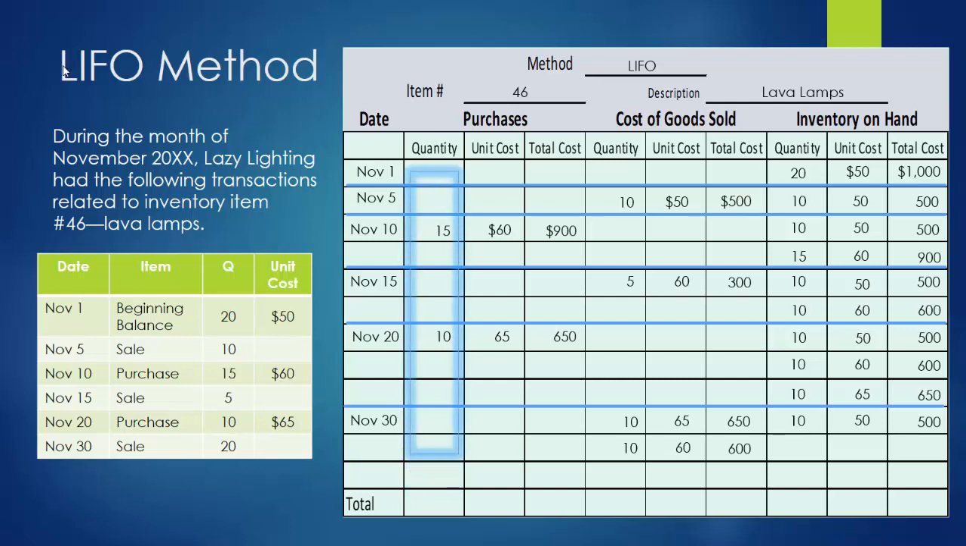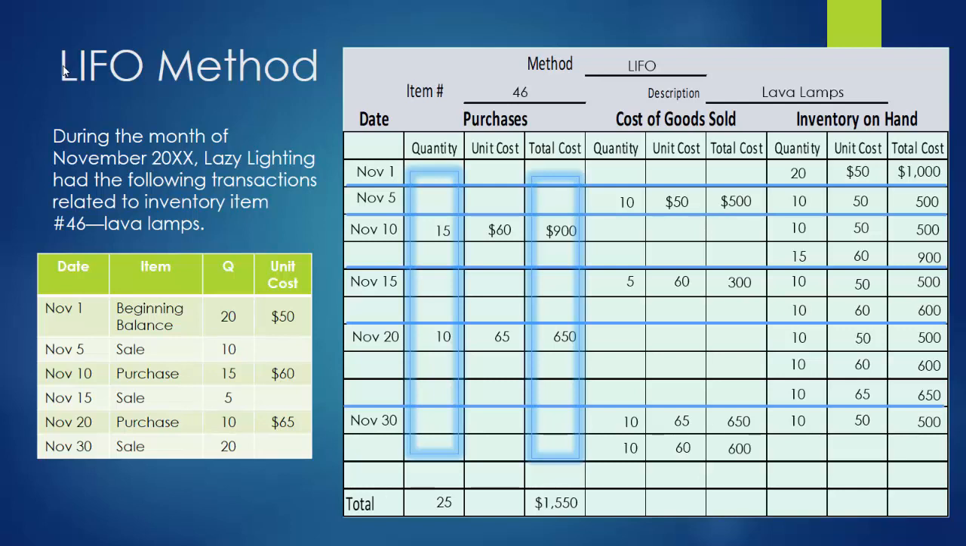Just like we did before, let's figure out our total quantity purchased. We purchased 25 units. The total cost of those 25 lava lamps was $1,550. This is exactly the same as what we had on FIFO, and the reason is the cost of purchases doesn't change based on what cost flow assumption you're using.